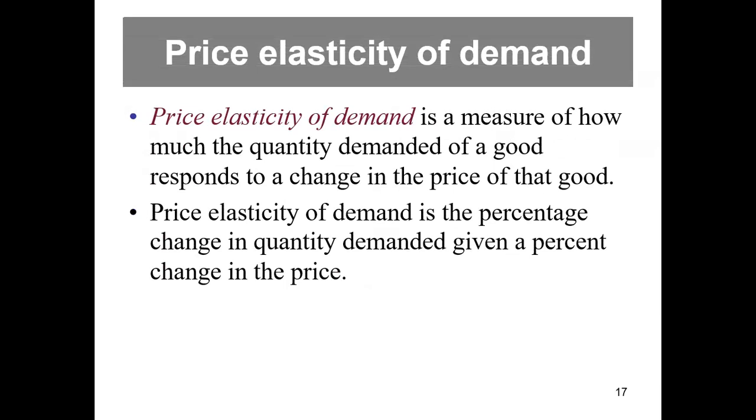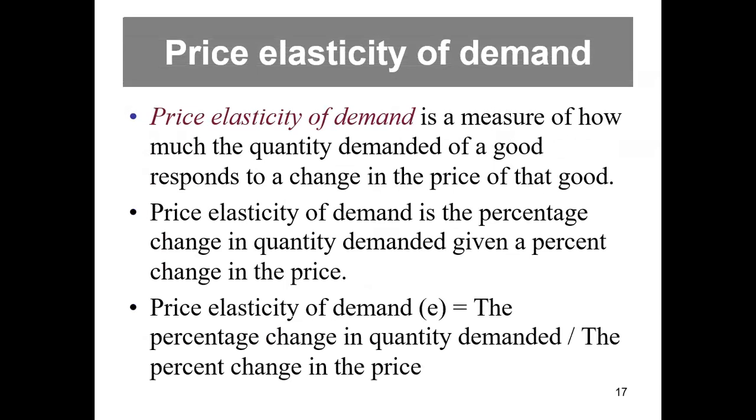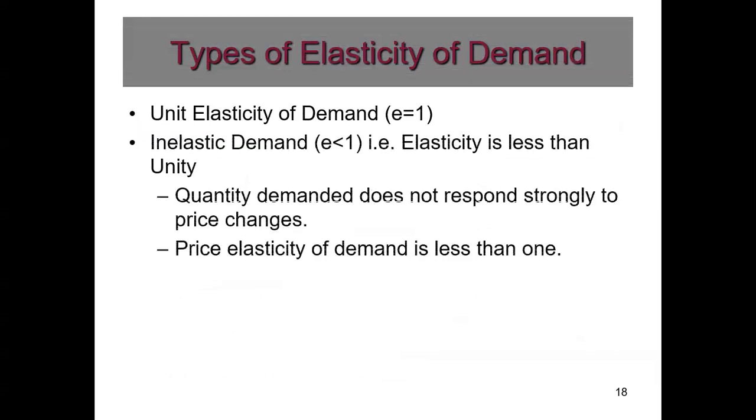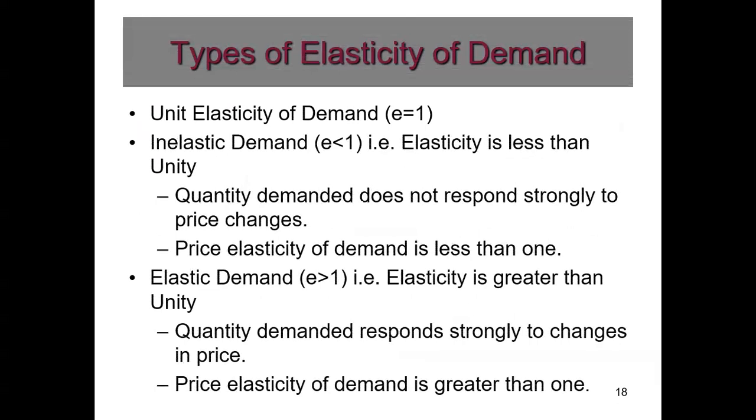Price elasticity is the percentage change in the quantity demanded divided by the percentage change in the price. Then, moving on, what are the main types of elasticity of demand? Unit elasticity of demand means the percentage change in the quantity and the percentage change in the price are both the same. So E is equal to 1. Whenever the elasticity of demand is 1, it is called unit elasticity of demand.